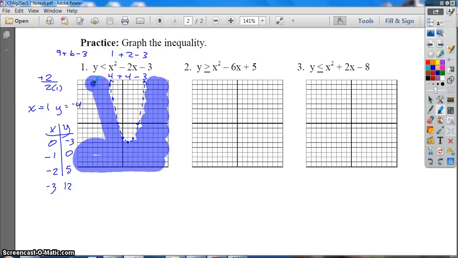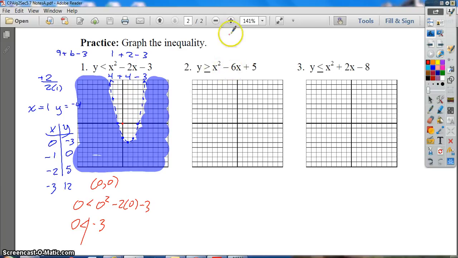If you don't believe me, test the point. Okay? Now, like I said in notes, check a point in here. So a point clearly in here is 0, 0. This should not be a solution because it's not shaded. So that would be 0 is less than 0 squared minus 2 times 0 minus 3. And that's what you would end up with. Is negative 3 bigger than 0? No, that is not true. So therefore, that's why this is not shaded. Okay? The next graph. Here we go.